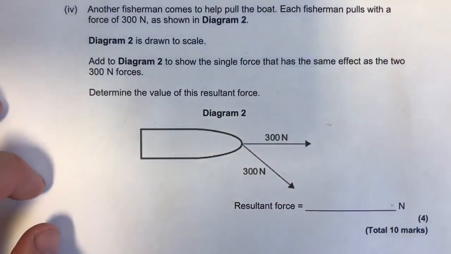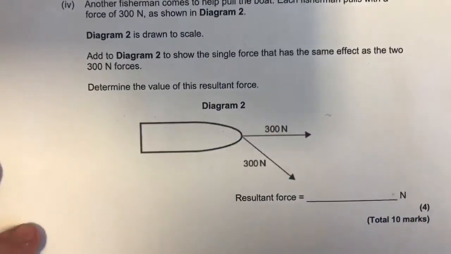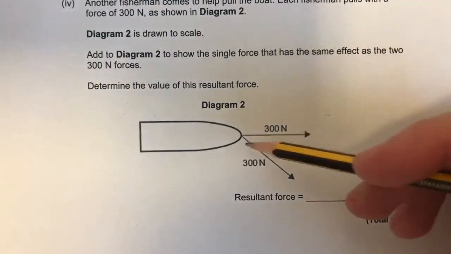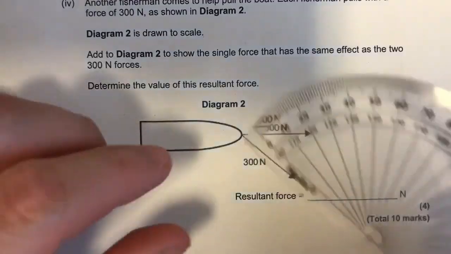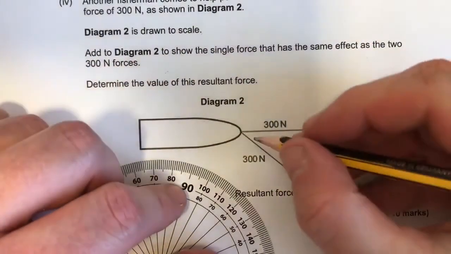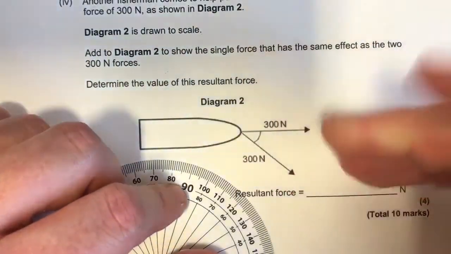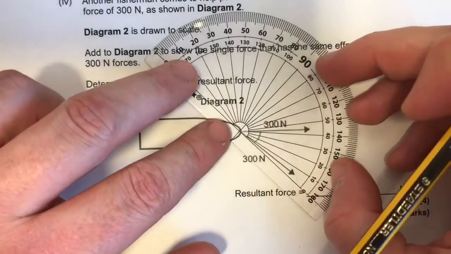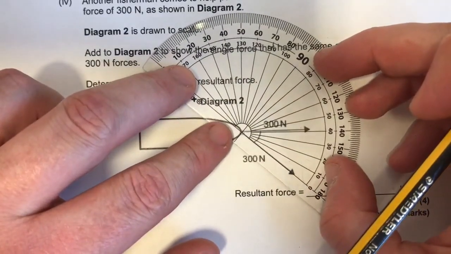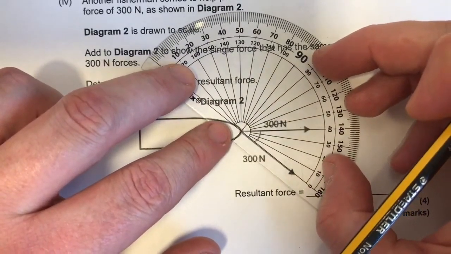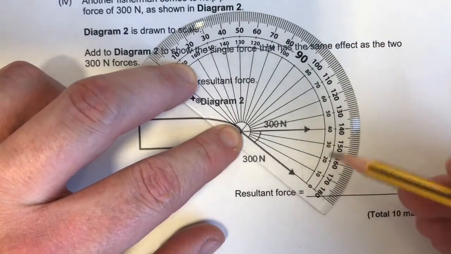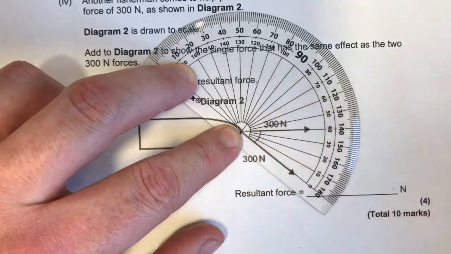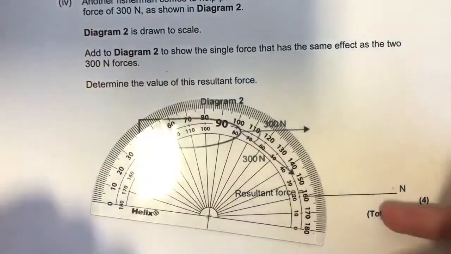So the first thing we've got to do is accurately turn these two sides into a full parallelogram. And what we need to know is the angle, this angle here, between the two vectors. So we're going to use our protractor to measure that angle. And you can see that that comes out at 0, 10, 20, 30, 40 degrees.